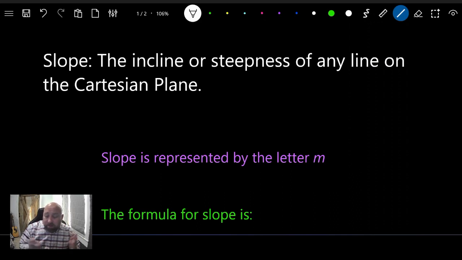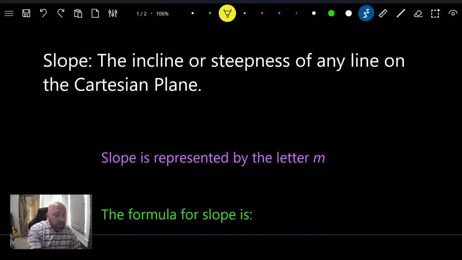Maybe you like skiing or sledding. Whenever you're in the snow, things like that, it's fun when there's a hill, when there's some steepness, because you can sled down it, get going fast, whatever you want to do. So when we're talking about the Cartesian plane, the idea is that any line you put on the Cartesian plane is going to have some sort of steepness to it, some sort of an incline. We call that slope.